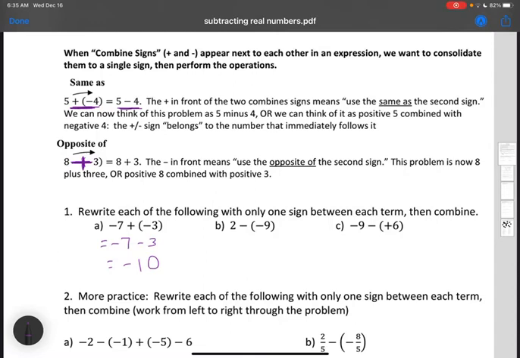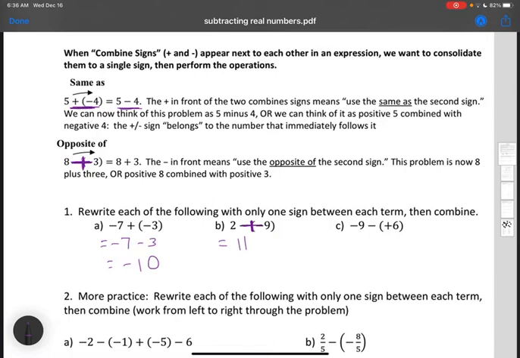Now for part B, this is where I find most students like to make it a giant plus sign. So I'm going to do it this way. If you prefer a different way, totally fine, as long as you get the same answer. So 2 plus 9 is 11.